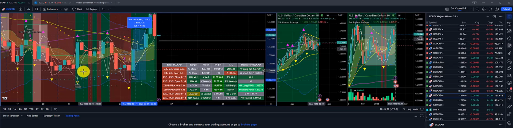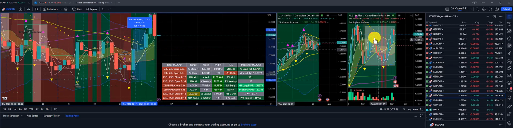So beautiful trade here during a consolidation zone. As you can see in the weekly, it is in consolidation going forward. Also in the daily too as well.